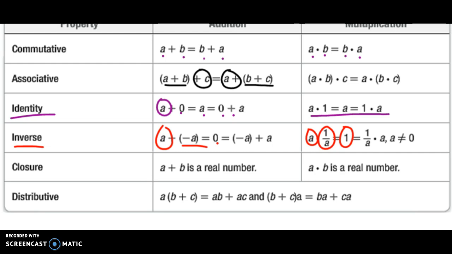It says closure right here: A plus B is a real number. So if you have real numbers A and B, then together A plus B is also real. Same with multiplication. If you're multiplying two real numbers together, your answer is going to be a real number.